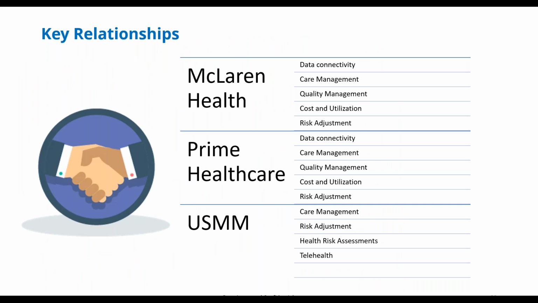These are our three key relationships that we have. McLaren Healthcare, they're based out of Michigan. Prime Healthcare, they're one of the largest for-profit organizations across United States, and then the USMM. That's how we can help you be a success in ACO Reach. We will be open to the questions now.